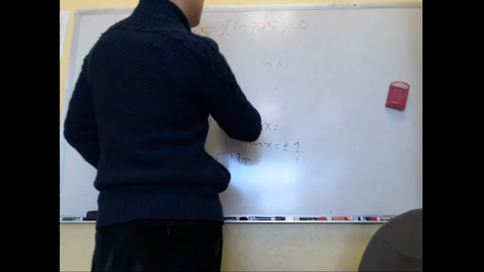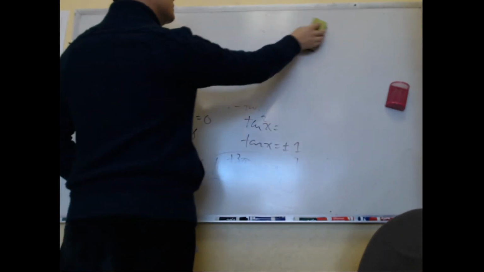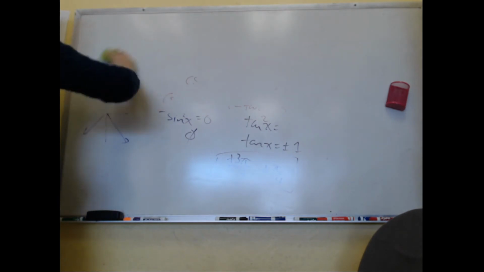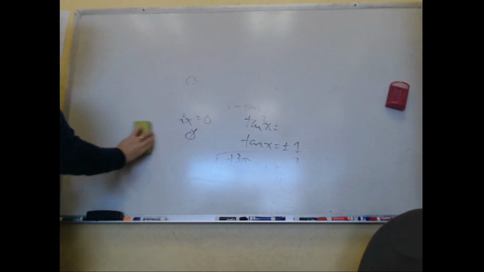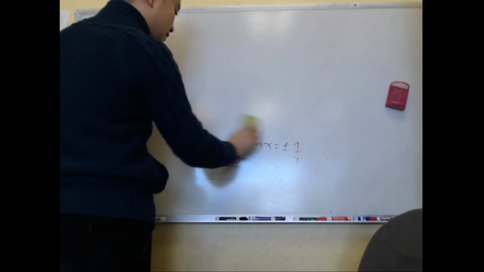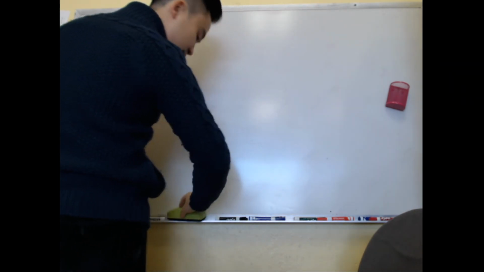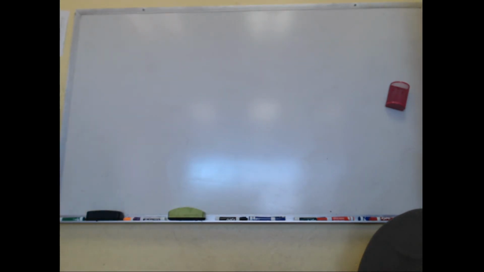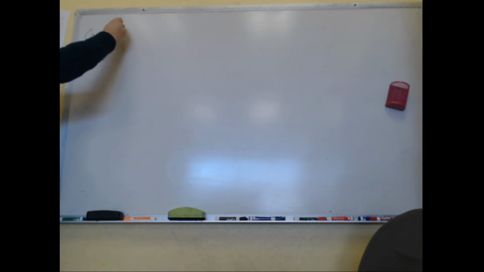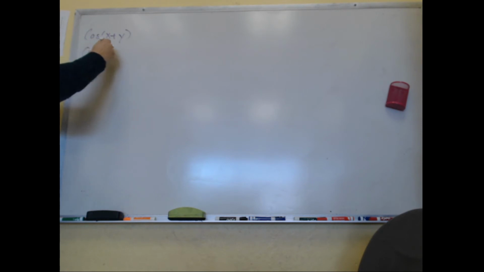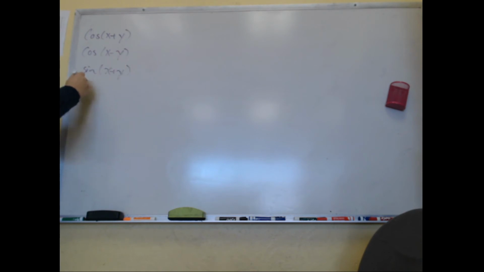First of all, can someone tell me about the identities for sum and difference? According to the formula sheet, what does that say? It uses x and y. Sine of x cos y plus cos x sin y. Then cosine of x plus y, or cosine of x minus y, and then sine of x plus y, and sine of x minus y. And then what else? Tangent, right?